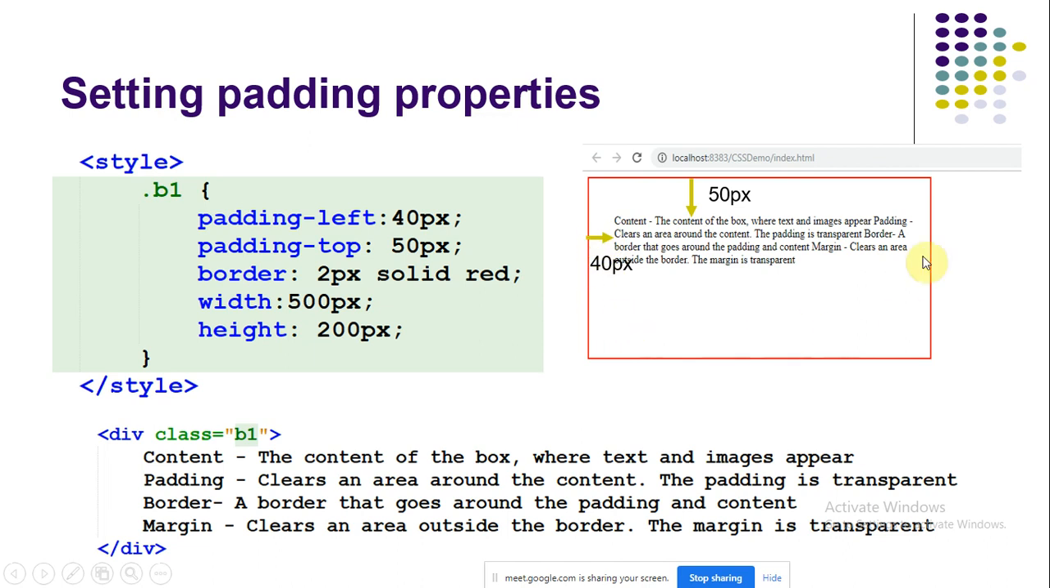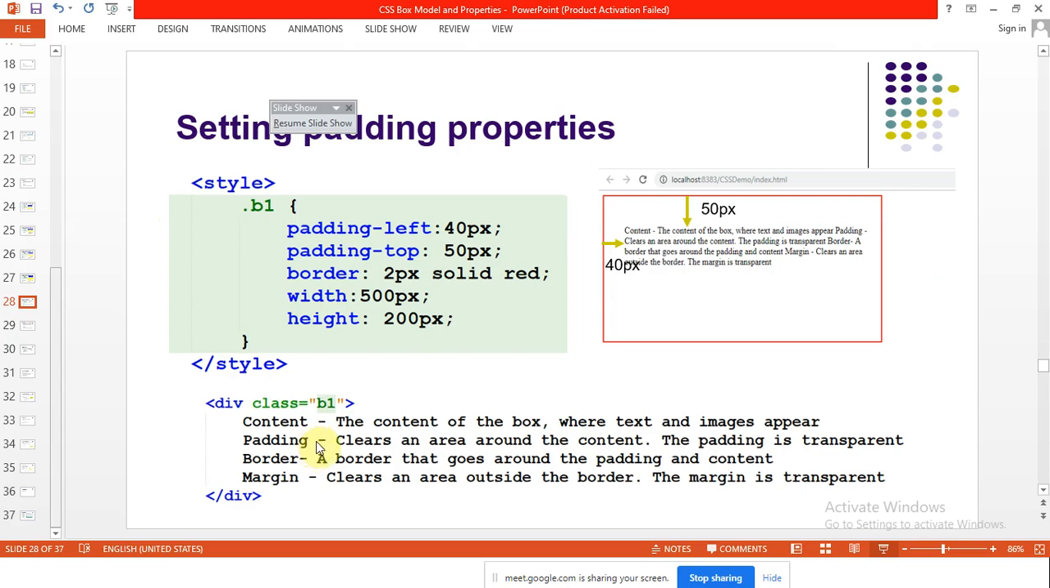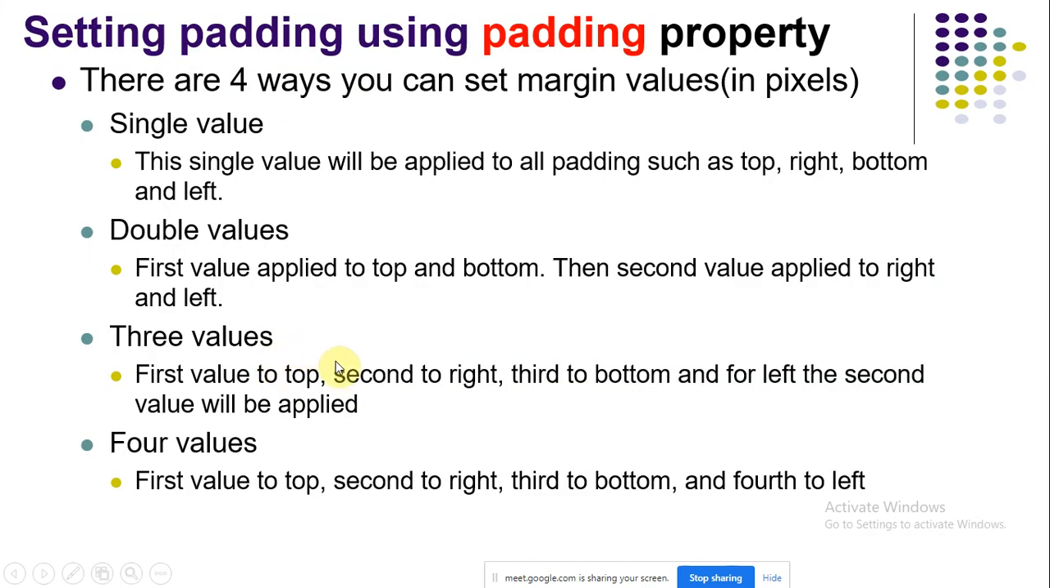So padding involves four sides, left side, top side, and so on. Padding is actually similar to a margin, but it is internal: the internal space between the content and the border line. Padding also we can give as a single value, double value, 3 values, or 4 values. It will apply according to the rules.